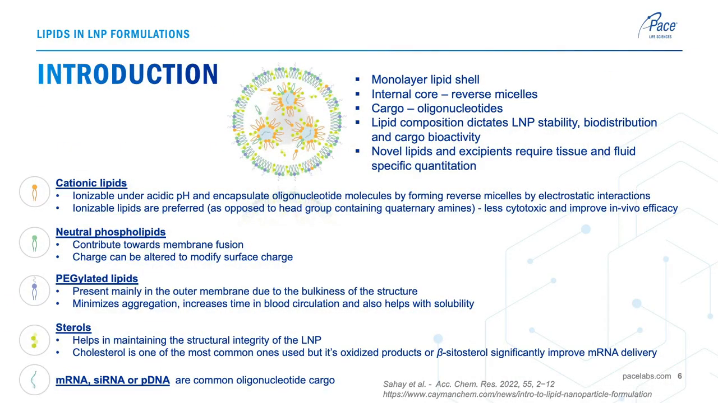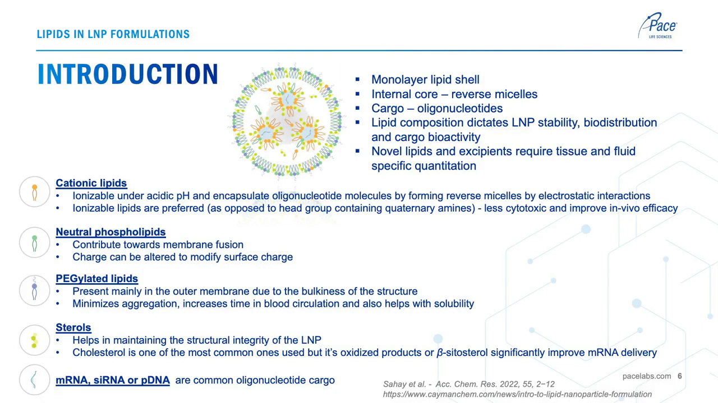Lipid nanoparticles are primarily used to deliver oligonucleotides such as mRNA, siRNA, or DNA plasmids. They usually consist of a monolayer lipid shell and an internal core with reverse micelles. Now let's talk a little bit about the different types of lipids used in an LNP formulation. Firstly, cationic lipids are used to encapsulate the cargo oligonucleotides, and they form the internal core with reverse micelles.